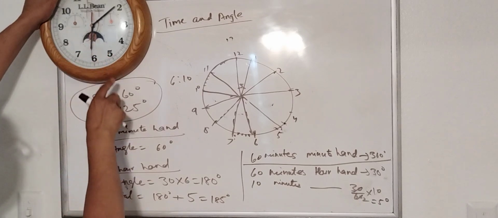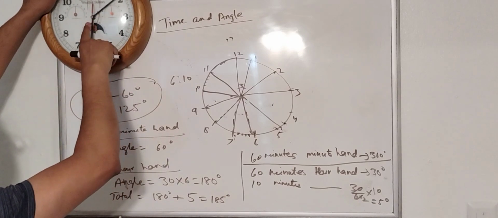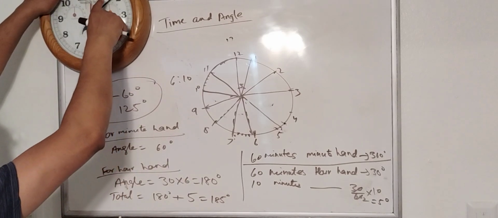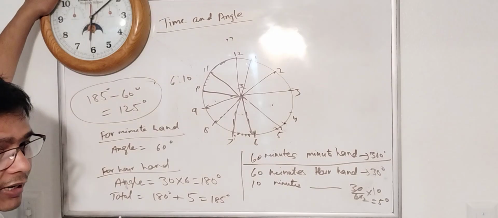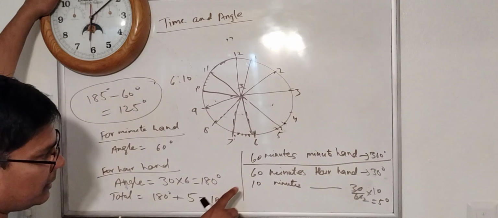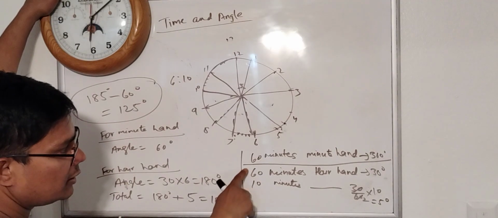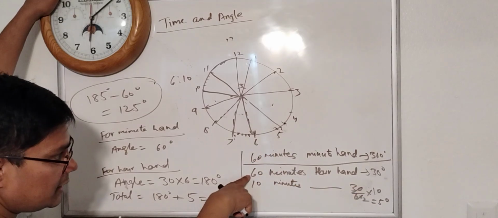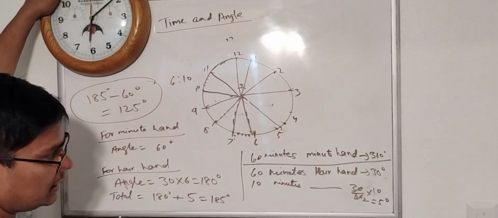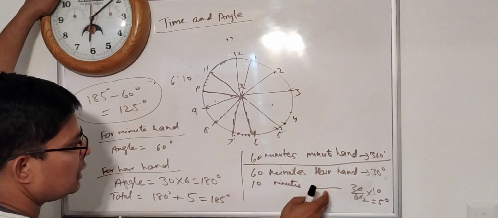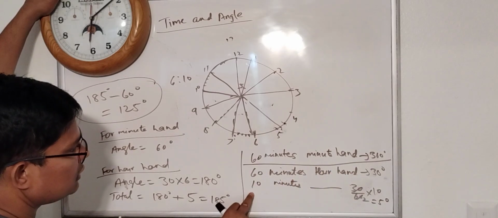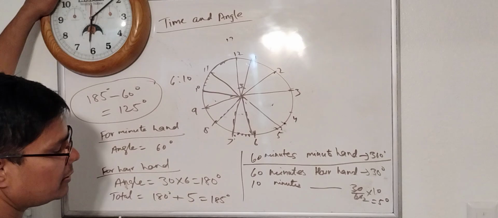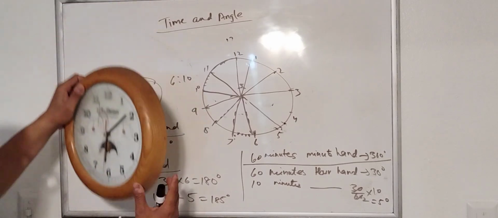So at 6:10, the smaller angle between the minute hand and the hour hand is 125 degrees. But it's very simple. You have to remember this relationship. In 60 minutes, the minute hand covers 360 degrees. In 60 minutes, the hour hand covers just 30 degrees. And using this relationship, you can find the extra angle that will be covered by the hour hand. Let's try another example.